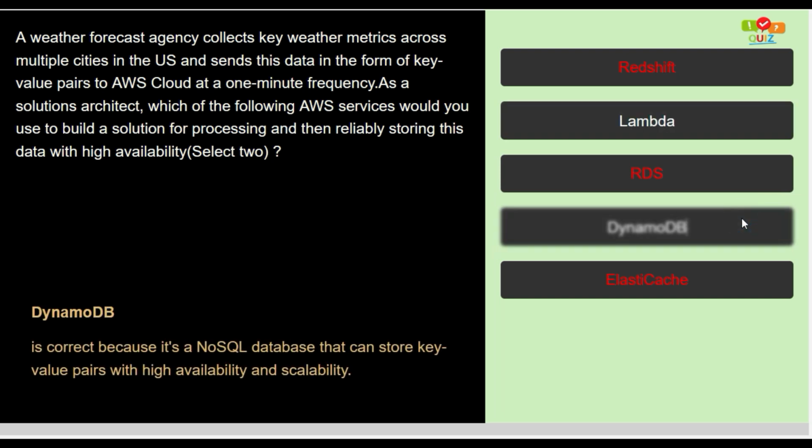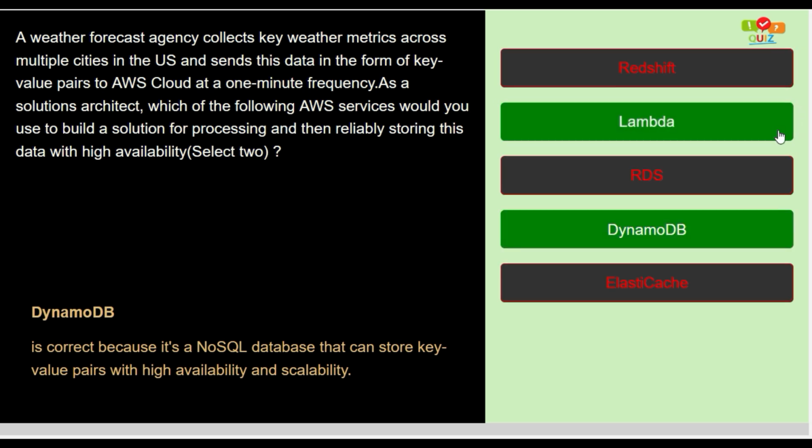Option 4, DynamoDB, is also correct because it's a NoSQL database that can store key value pairs with high availability and scalability. Okay, this is why option number 4 is also the correct answer. Okay, now let us see. Yes, option 2 and 4 are the correct answers. Got it? Let us move to the next question.